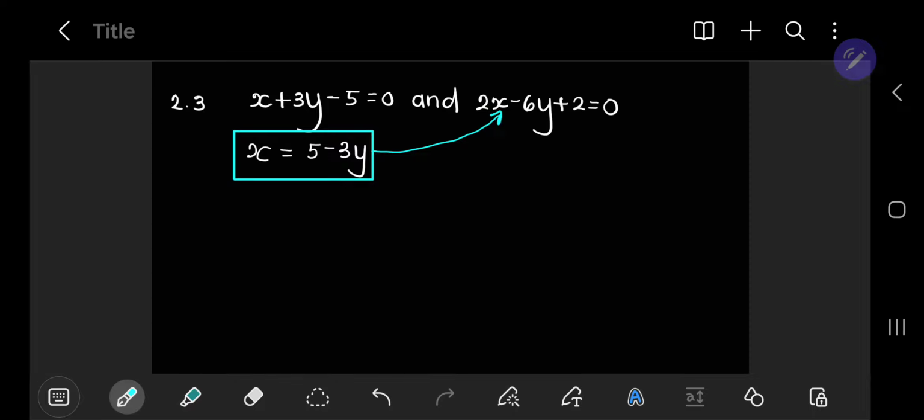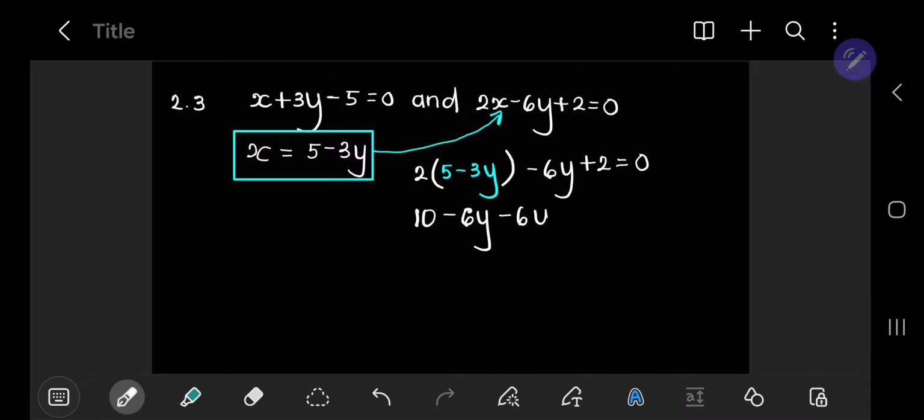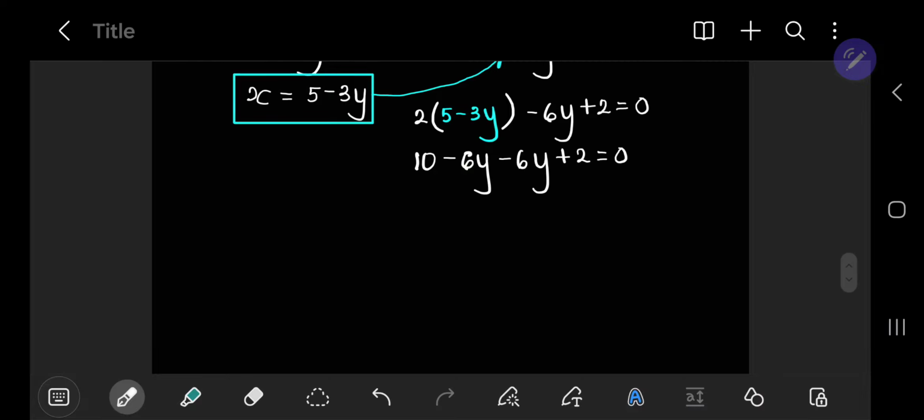Okay, coming back to this, we are going to replace x with 5 minus 3y. Now to simplify, we can take that 2 and multiply into the bracket. So 2 times 5 is 10. 2 times negative 3y is negative 6y. Then we have minus 6y plus 2 equals 0. Let's gather like terms. Negative 6y minus 6y is negative 12y. 10 plus 2 is 12.